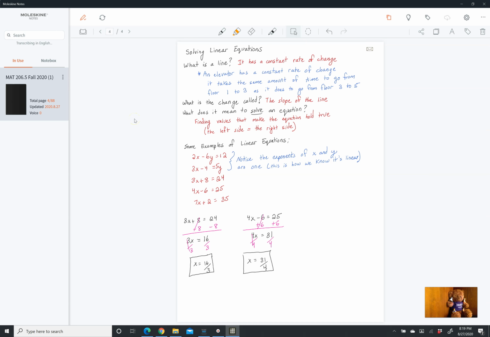So our last one that we have here is 7x plus 2 is equal to 35. And again, wow, that came out dark. Again, in that case, the first thing that we would do is we would get rid of the plus 2. So we subtract 2 from both sides. Notice we're using the opposite operation. We're not just going in the opposite order of operations. We're also using the opposite operation. So we get 7x is equal to 33.